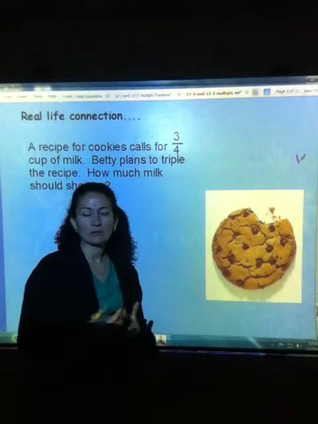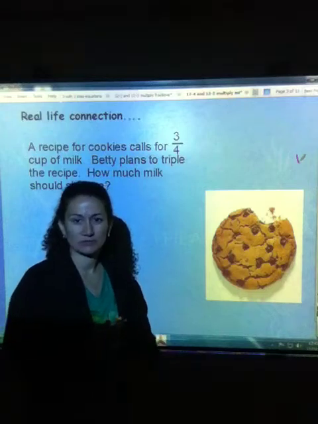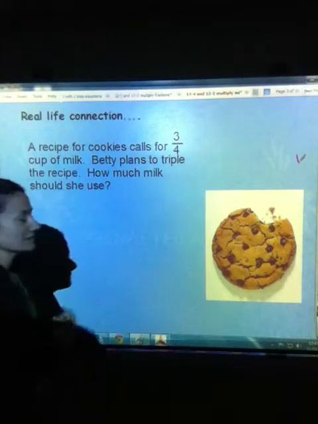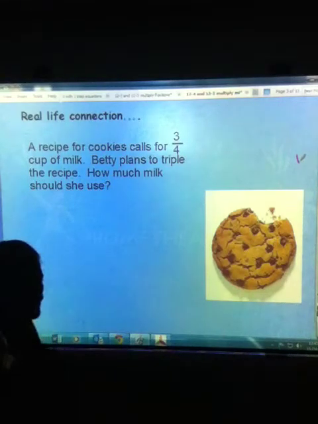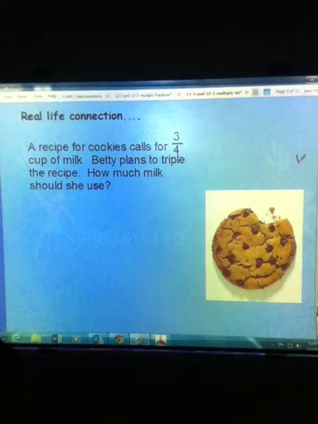Today we're going to look at how to multiply mixed numbers. Let's start off with a real life example. A recipe for cookies calls for 3/4 cup of milk. Betty plans to triple the recipe. How much milk should she use?